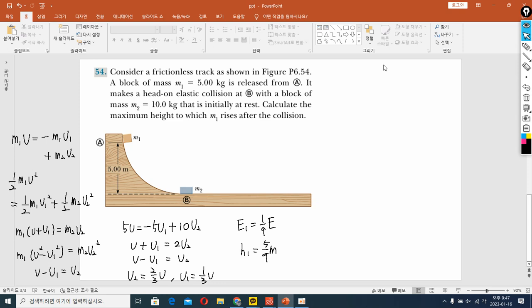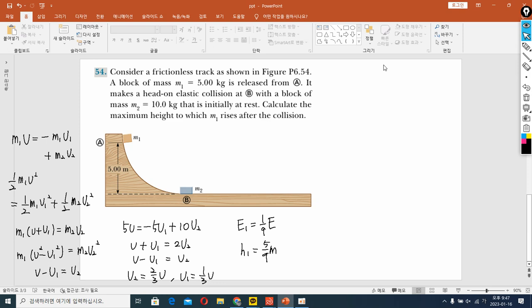The object comes down before it collides with another object, M2, and then it pushes back, and we want to find the height that the first object goes up.